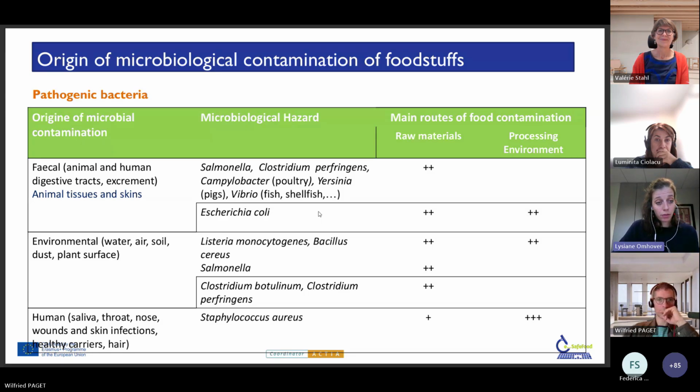For environmental contamination in water, air, soil, dust, or plant surfaces, Listeria can be found, Bacillus cereus too, and Salmonella. And some Clostridium can be found too, Clostridium botulinum or Clostridium perfringens. And Staphylococcus aureus is mainly found when there is human contamination. It's a bacterium that is present in saliva, in the nose, or in skin infections.